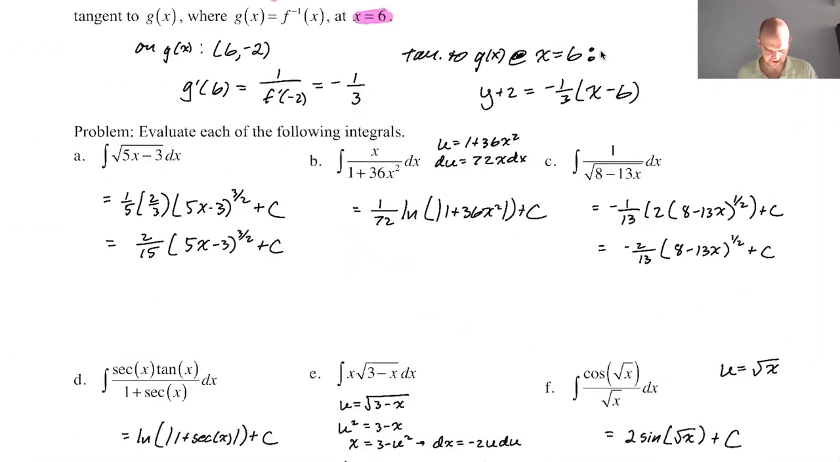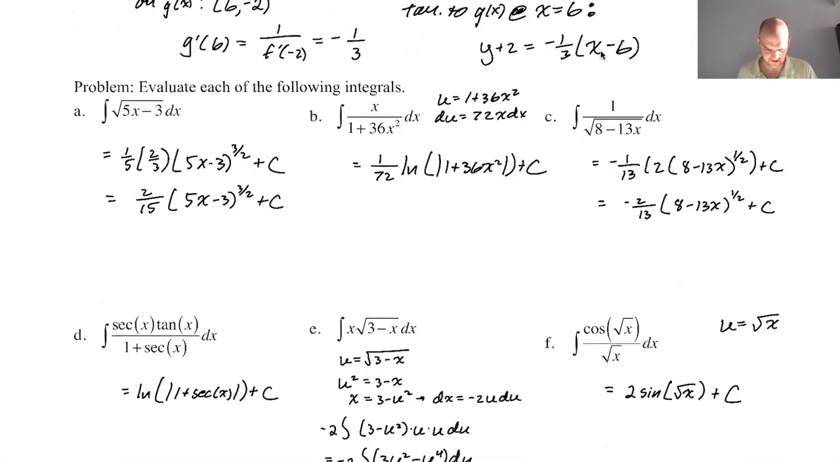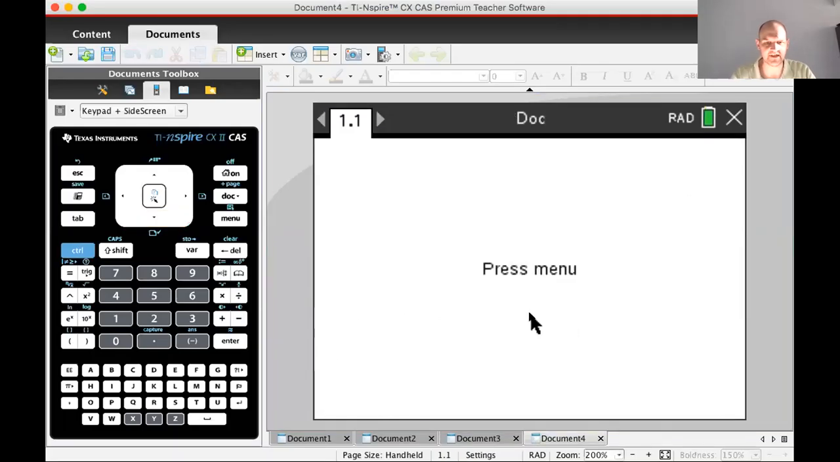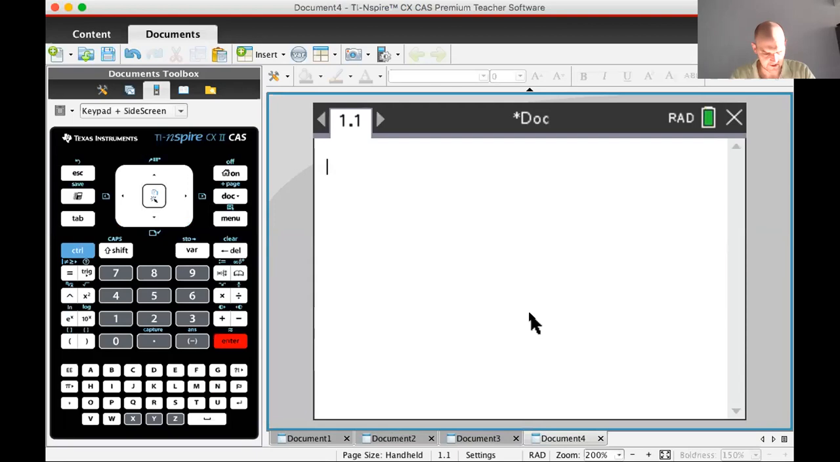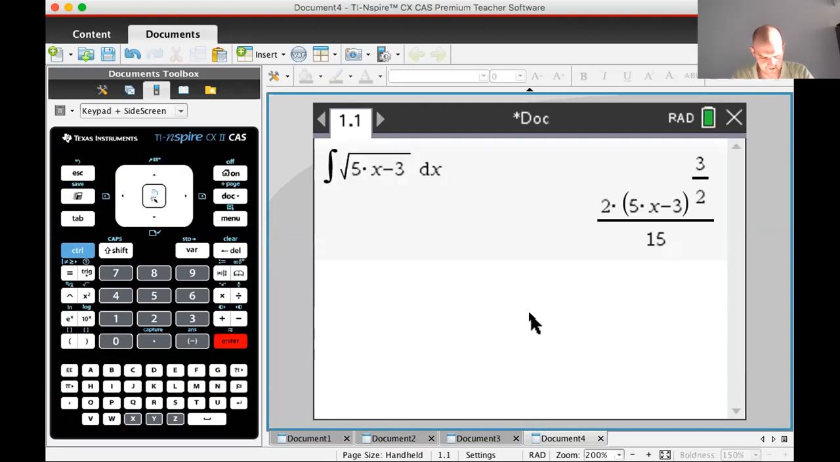All right. Do we want to check some or all of this? Let's go. So I'm checking on the calculator. Here we go. So new document. Start clean. I'm gonna do the integrals. Integral of the square root of 5x minus 3. 2/15. Yes.